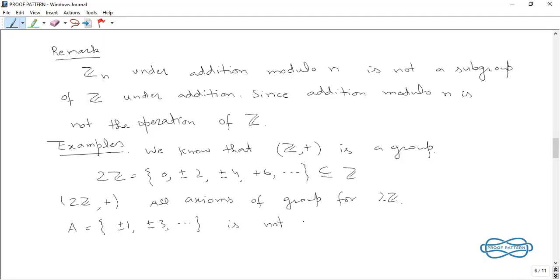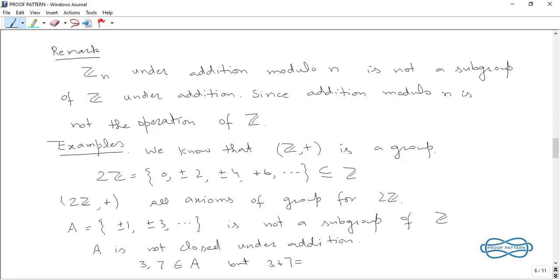it is not a subgroup of Z. Although the binary operation is addition in both of the sets Z and A, A is not closed under addition, as 3 and 7 both belong to A, but 3 plus 7, which is equal to 10, does not belong to A. So A is not a subgroup of Z.